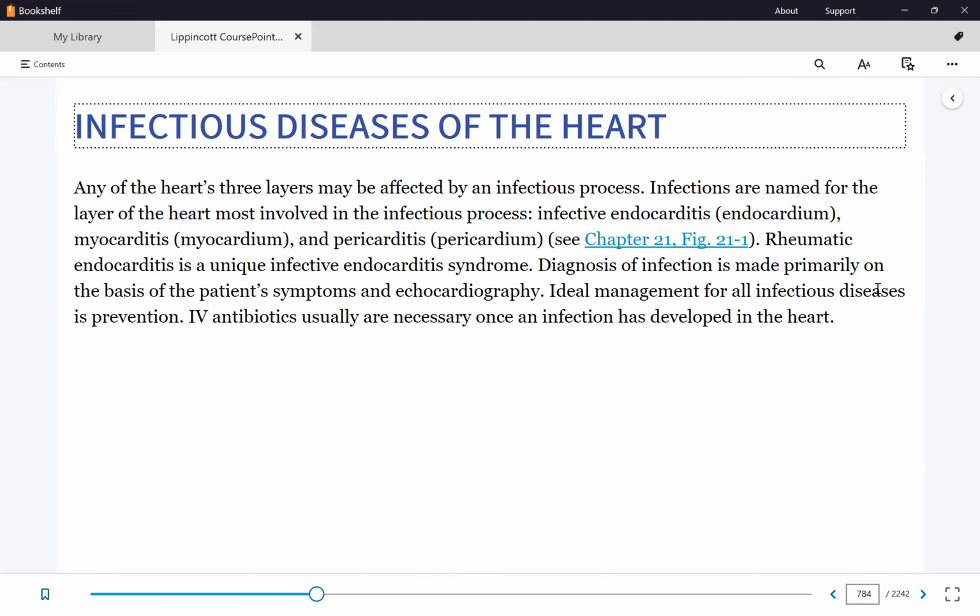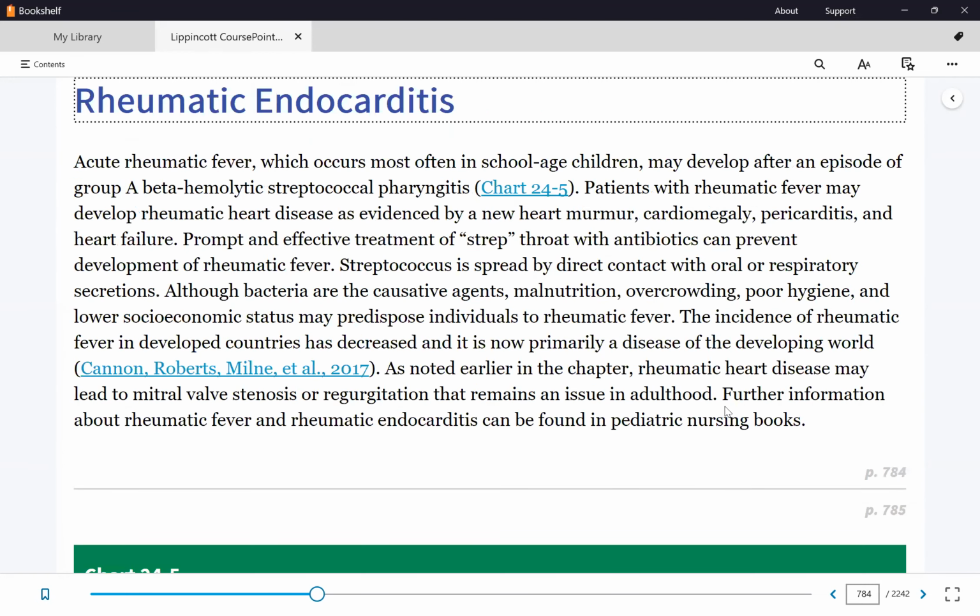First up is the rheumatic endocarditis. Now, this one is also called rheumatic fever, meaning the cause rather is rheumatic fever. You can also call this rheumatic heart disease. Now, the cause is the same streptococcus organism that causes your strep throat, same bacteria can cause rheumatic fever.